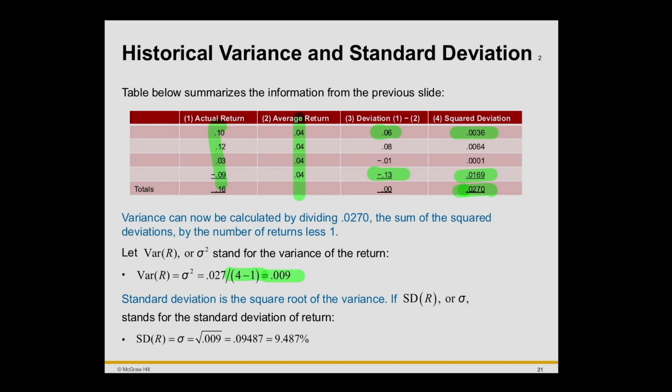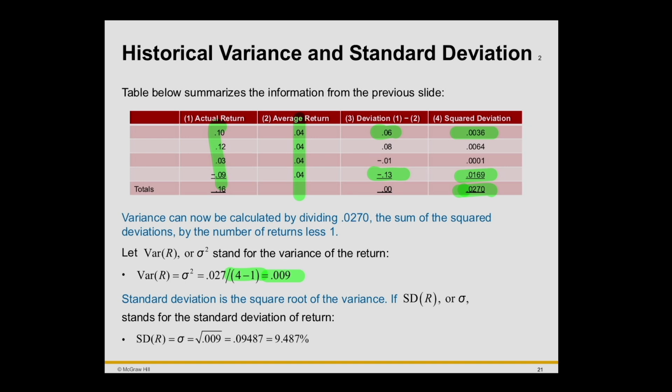and we're going to get a variance of 0.009. Now, 0.009 doesn't mean anything to us, and the reason it doesn't is that we just squared a return. What's a squared return? If you're scratching your head, yeah, you're right. There is no such thing as a squared return. So we take the square root of that to get it back into percentage terms.